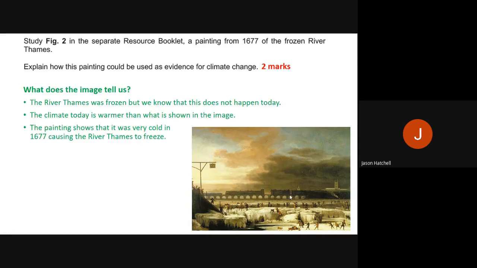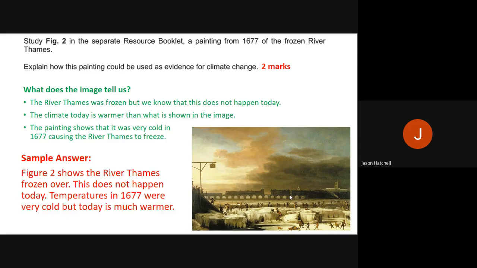So what can I see in the painting? Well, I can see that the River Thames was frozen in this painting in 1677, but we know that the River Thames is not frozen today. So we know it's warmer today than it was in this painting. So the climate today is warmer than what's shown in 1677. And the painting also shows, therefore, that it was very cold in 1677, which is what caused the River Thames to freeze. So back to the question, explain how this painting could be used as evidence for climate change.